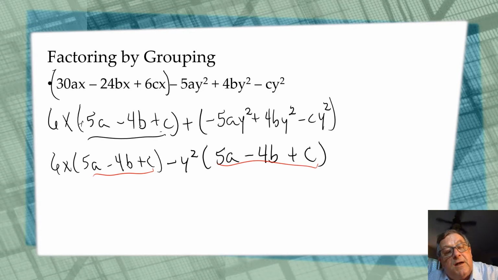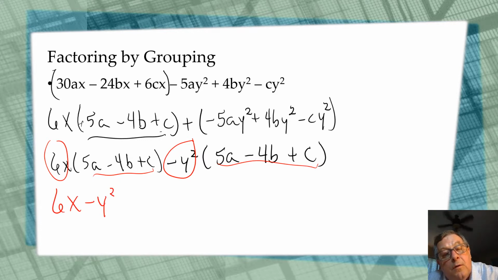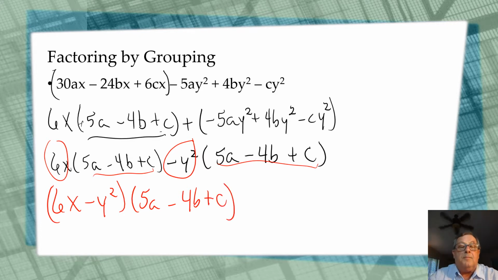And you can see now I've got a common factor. And so I can finish this thing off then by saying that I'm going to pick up this term and this term. So I've got 6x minus y squared times 5a minus 4b plus c. And if I were to multiply those 2 polynomials together, I should end up with this overall mess right here. 30ax minus 24bx plus 6cx minus 5ay squared plus 4by squared minus cy squared. And let me encourage you to try to do that.